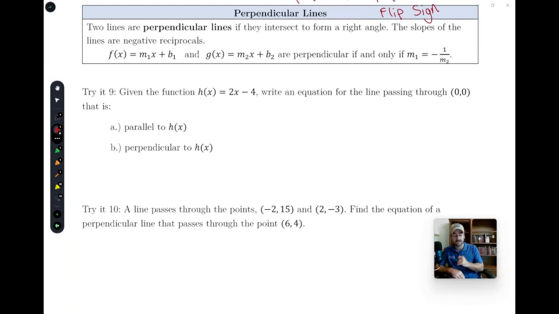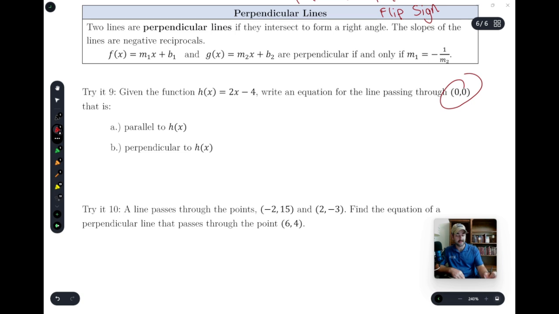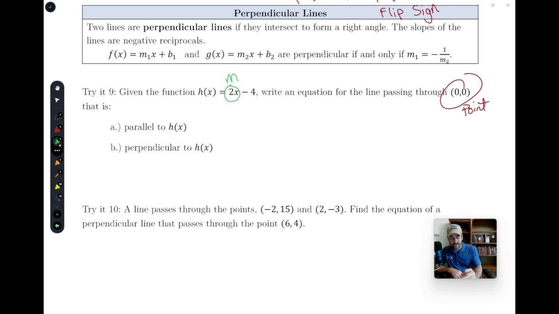So here we go. Given the function, write an equation that passes through 0, 0. That's a point. That kind of indicates to me I might be using point slope form. And that is either parallel or perpendicular to that line. So 2 is our original slope. So parallel line is going to have, what does that mean? M equals same slope. So m equals 2.